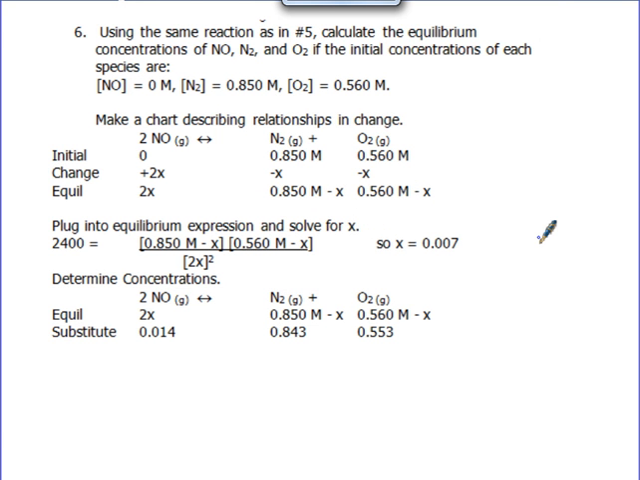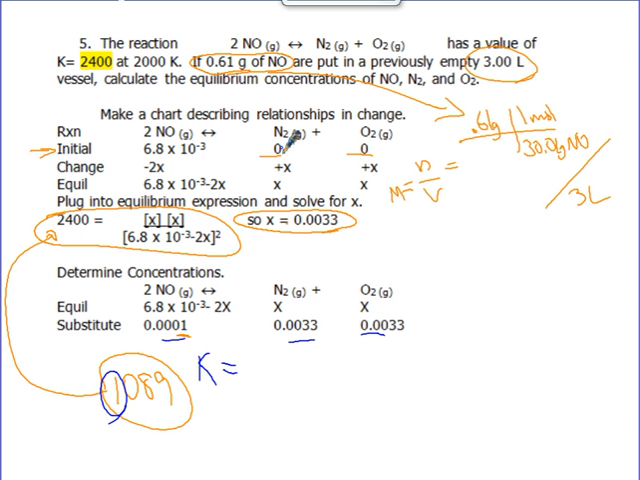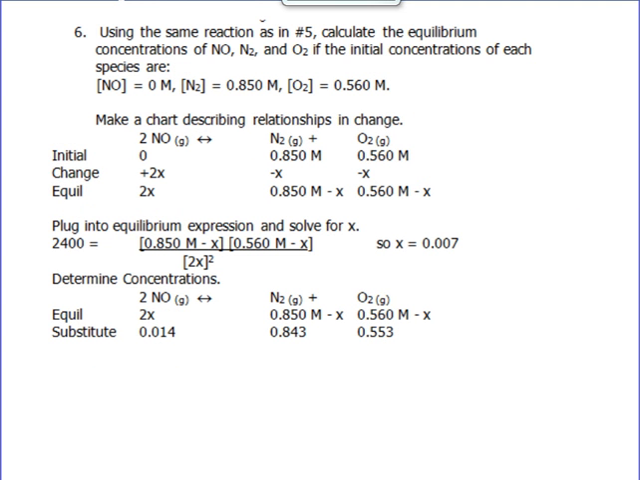So number 6 here is the same calculation as number 5. We're not going to spend a lot of time on it. The only difference is that before, it was evacuated of nitrogen and oxygen. Now, let's go back here. There was no nitrogen, no oxygen. They put this in. Number 6 is the reverse scenario.